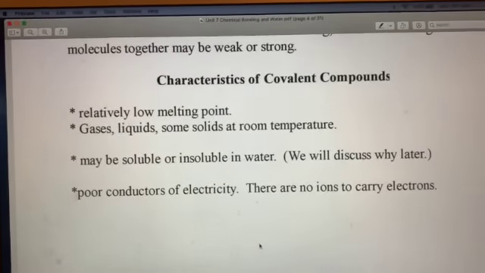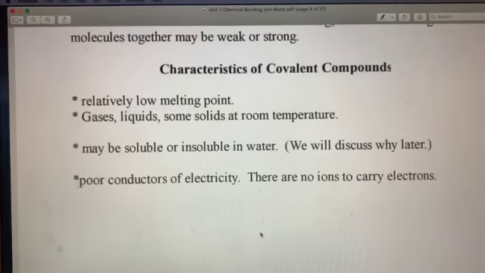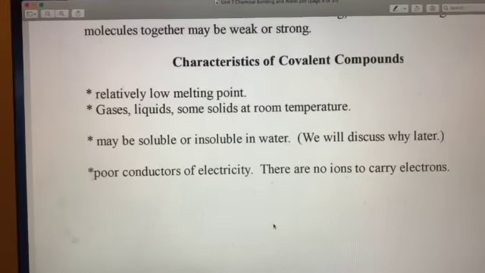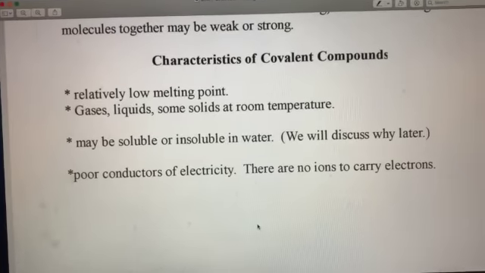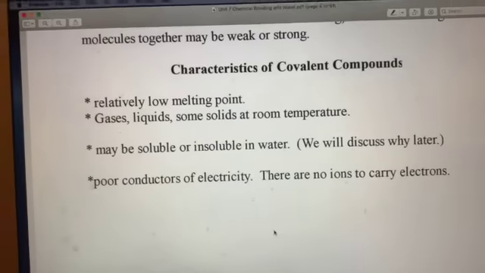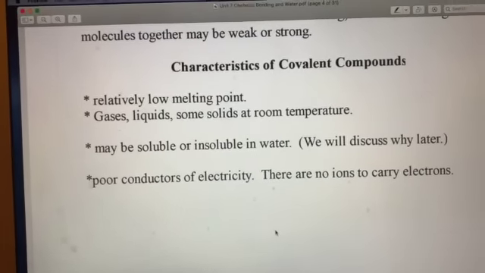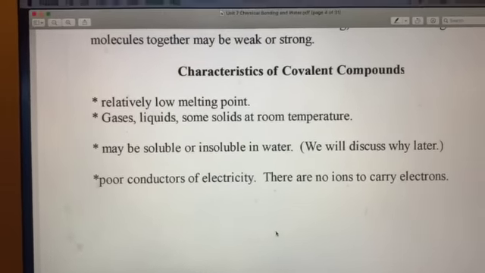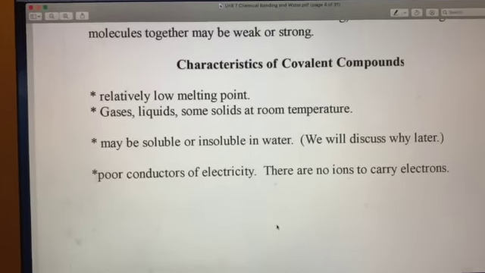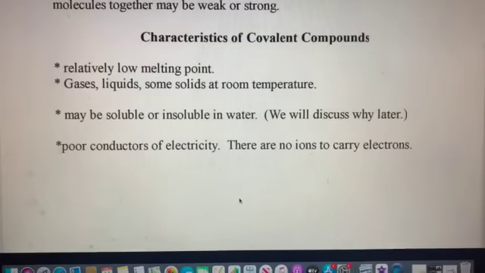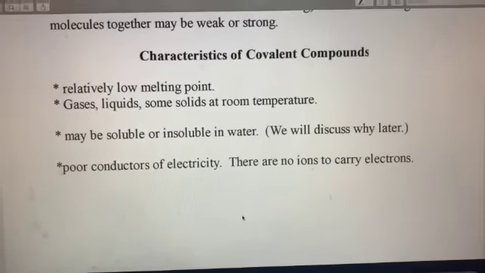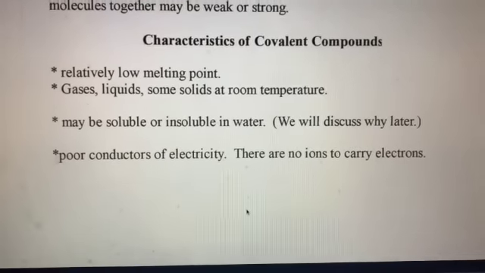You're going to notice as we go over these, they're not very helpful. In general, covalent compounds have low melting points. They can be gases, liquids, or solids at room temperature. Covalent compounds range from things like oxygen gas, nitrogen gas, things like water, ranging all the way up to things like sugars and things like plastics. Those are all considered covalent compounds. Some are soluble, like sugar. Some are insoluble, like oils. We're going to talk more about that later.